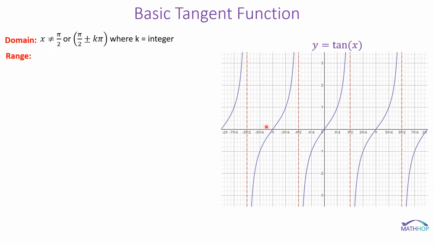And our range, what's our range? You can see from this graph that we travel up towards positive infinity and down towards negative infinity. So our range is going to be all real numbers, negative infinity to infinity.